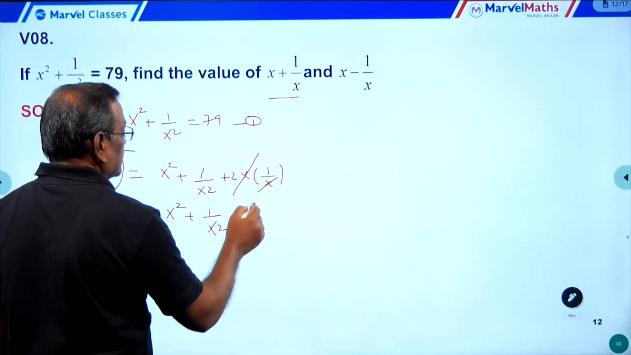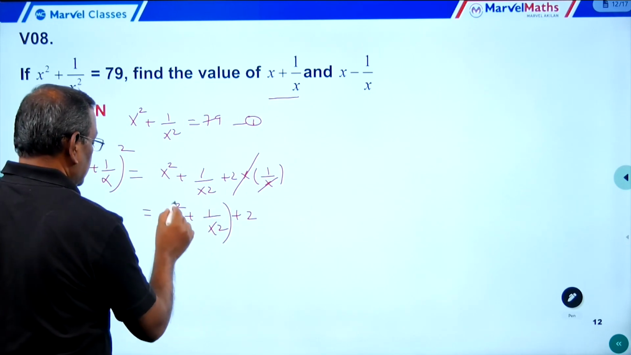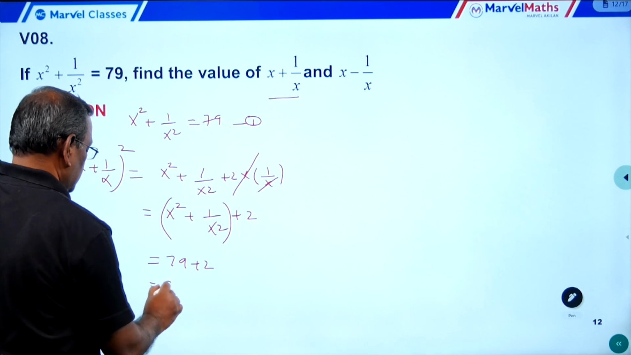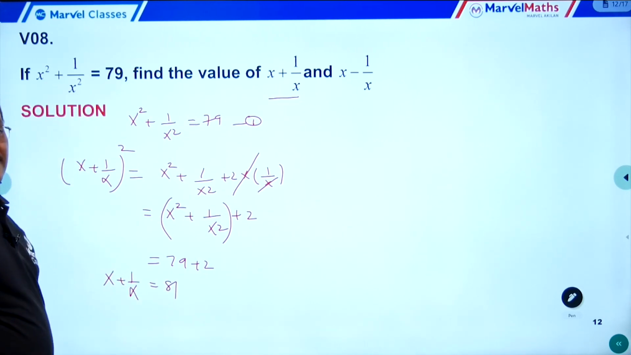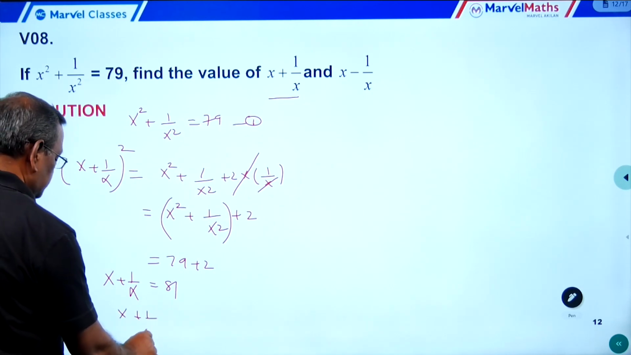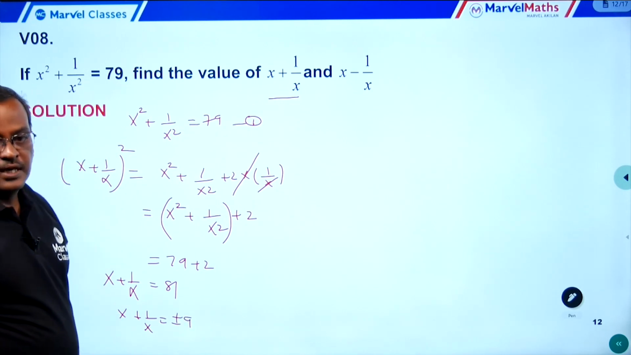These two get cancelled, correct? But what is x square plus 1 by x square? It is 79. So 79 plus 2 is equal to 81. So (x plus 1 by x) whole square equal to 81. Then x plus 1 by x equal to what? Plus or minus 9.